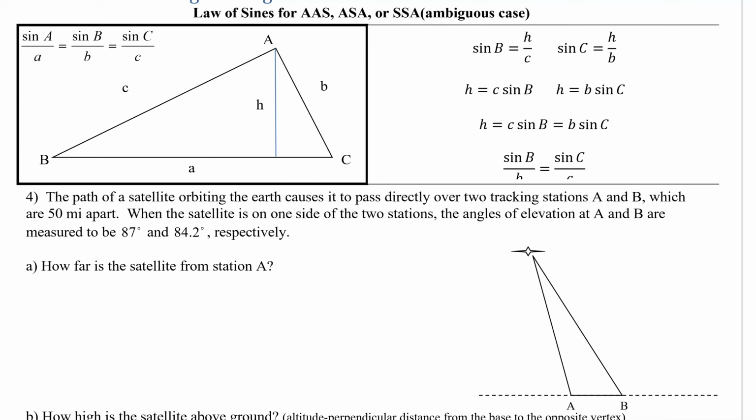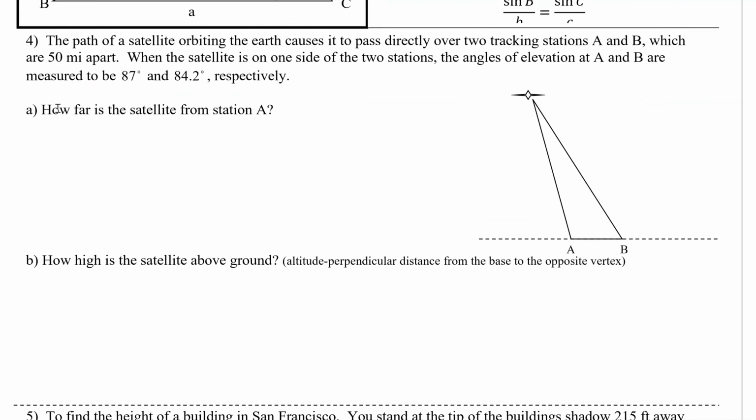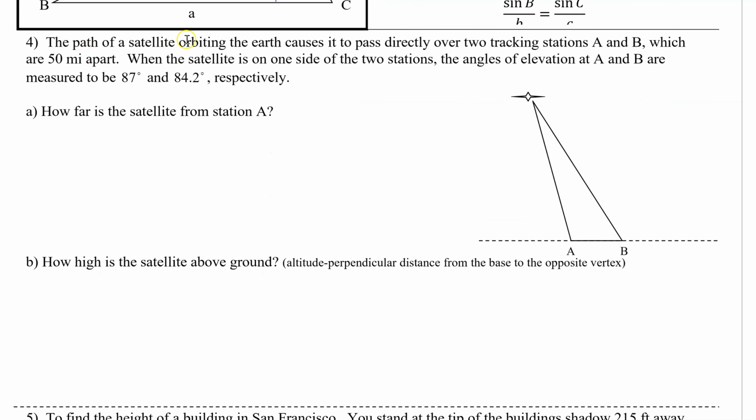So this video is about applications of law of sines. So we're going to be using our normal ratios that we have to solve applications. The path of a satellite orbiting the Earth causes it to pass directly over the two tracking stations A and B, which are 50 miles apart. So we can mark that. They are 50 miles apart.